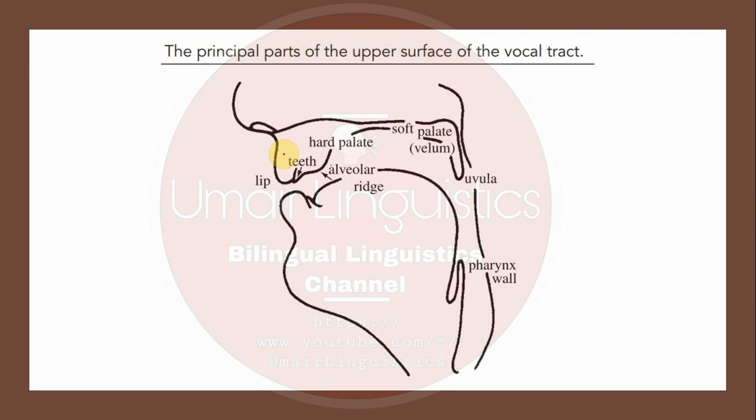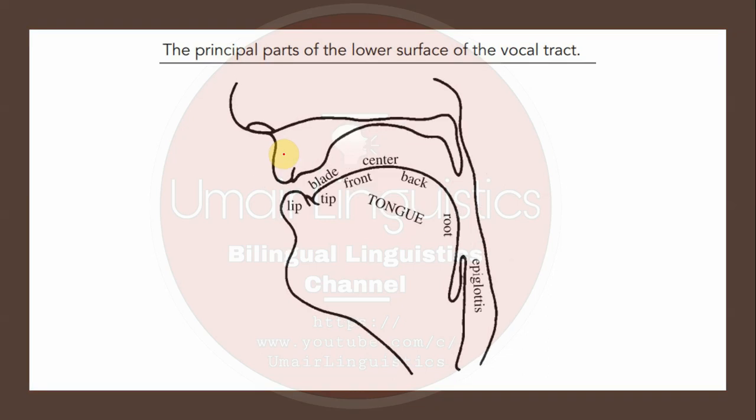I have taken this picture from the book A Course in Phonetics, which is a detailed book on phonetics. So this was the upper part of our vocal tract. Then we have the lower part of our vocal tract as well, and this is the lower lip. This is called the tip of the tongue. This is sometimes called the blade of the tongue. This is called the front of the tongue. This is called the center of the tongue, this is called the back of the tongue, and this is called the root of the tongue.